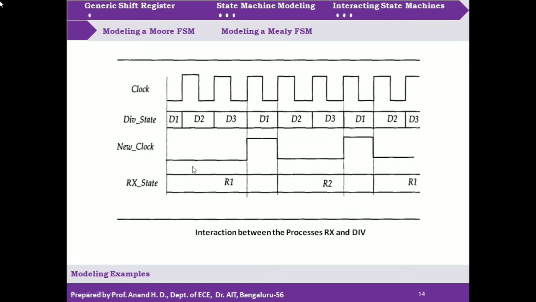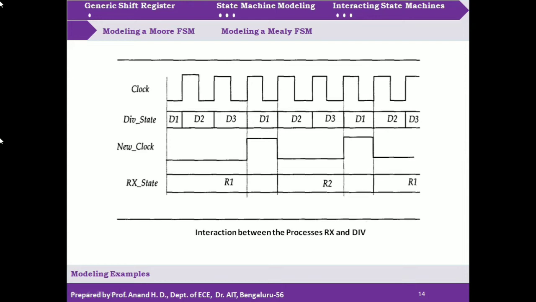Whereas what we need to know with respect to process Rx is that Rx is going to make state transitions with respect to what? The negative edge of this new clock signal. So initially it will be in R1 unless it comes across a negative edge of this new clock signal. At this point of time, there will be a state transition from R1 to R2. The next state transition from R2 to R1 again takes place at the next negative edge of the new clock signal. Okay, so hope you have understood this interaction diagram for interacting state machines.